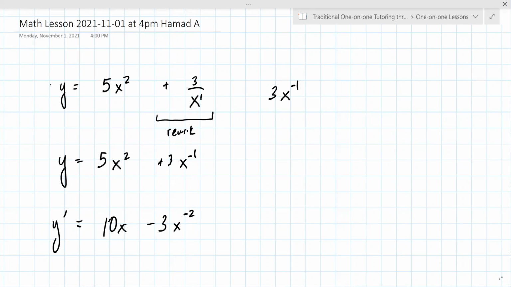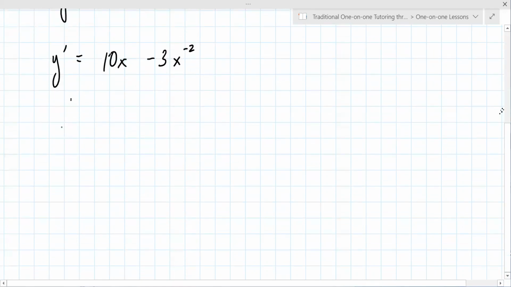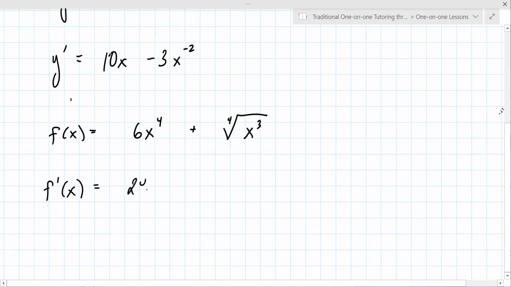Okay, so let's try another one here. Let's say I give you a different function. Say f of x equals 6x to the 4th plus the 4th root of x to the 3rd. What is the derivative of this? Going to be 24x to the power of 3. Okay.